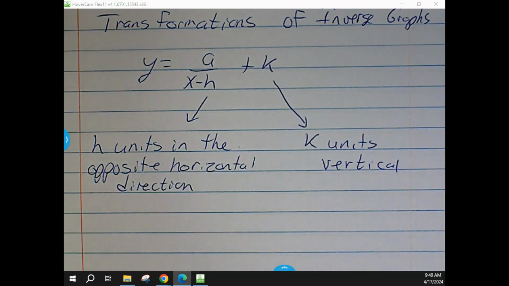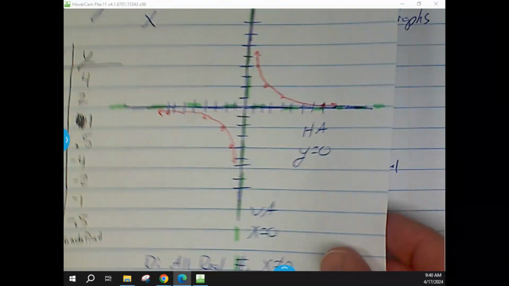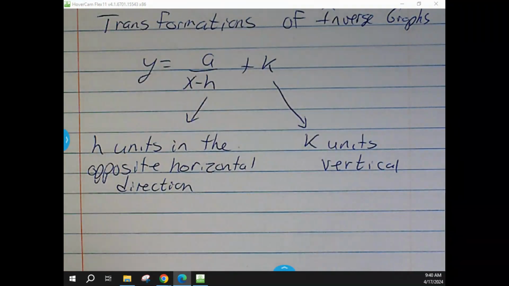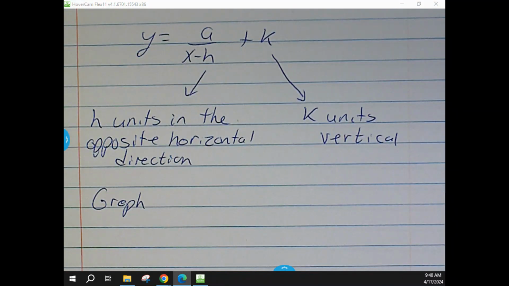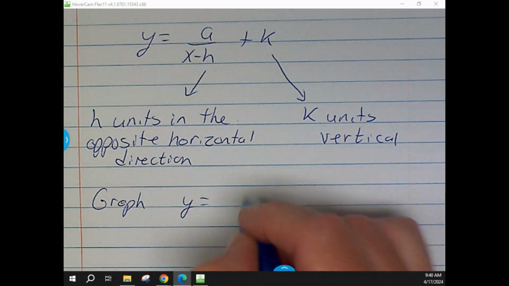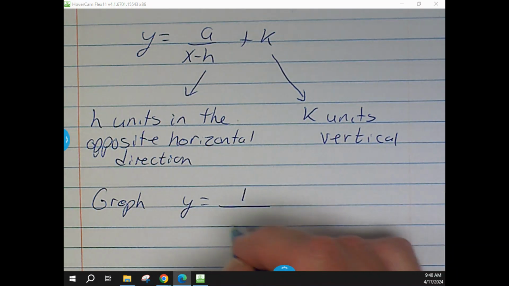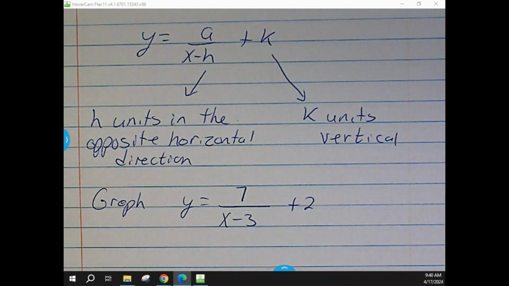So all we're going to do is take this graph that looks like this, move it up or left or right or down, and move it around as we go through the parts of this one. Okay, so here's what we're going to do. We're going to graph y equals, it doesn't matter what the top number is, really, over x minus 3 plus 2. Let's make it 7. So 7 over x minus 3 plus 2.